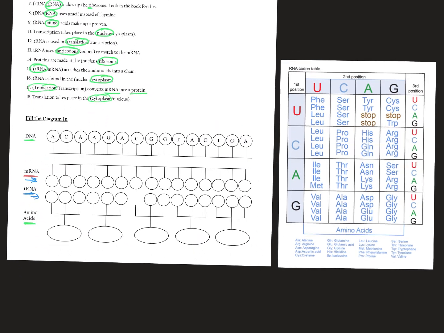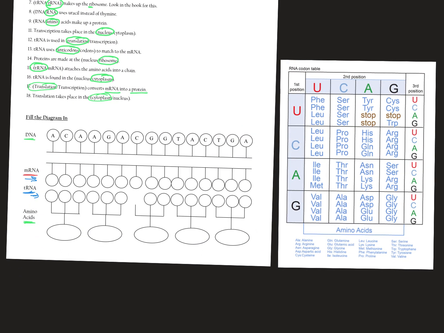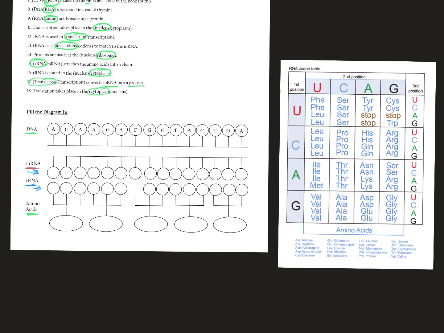All right, so again, this is just what we did on the other page. Not a big deal, right? We would start with the first one: A gets turned into U, C gets turned to G, A to U, A to U, C into G, G into C, A into U, C into G, G into C, G into C, T into A, G into C, C into G, T into A, G into C, and A into U. All right, so there it is.